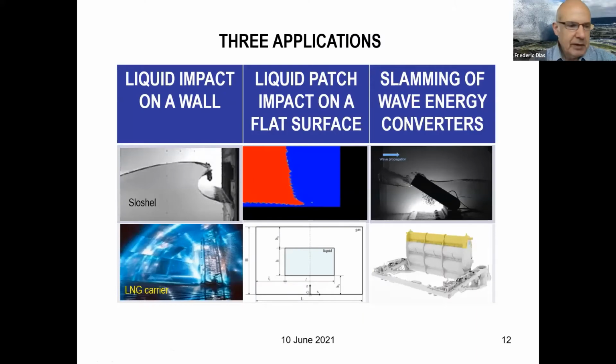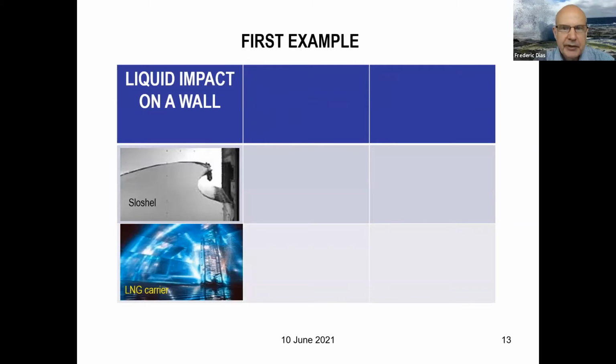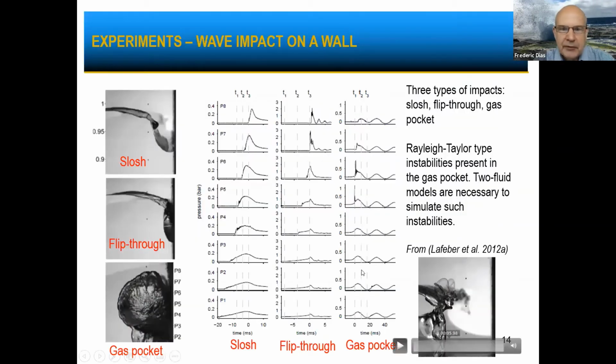So now let me go to the applications, actually two because of lack of time today. I will talk about the liquid impact on the wall, and then the slamming of wave energy converters. For the liquid impact on the wall, these are some experiments that were performed in the Netherlands. Essentially there are three types of impact: the slush, and you see how the free surface looks when it hits the wall, then the flip-through, which is a limiting case, and then the gas pocket.